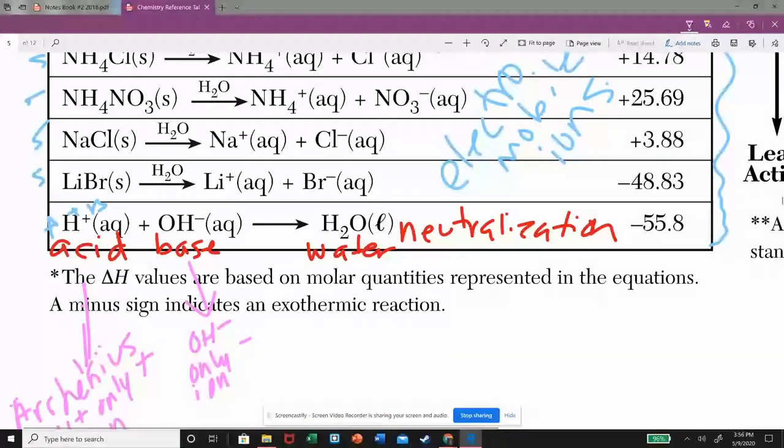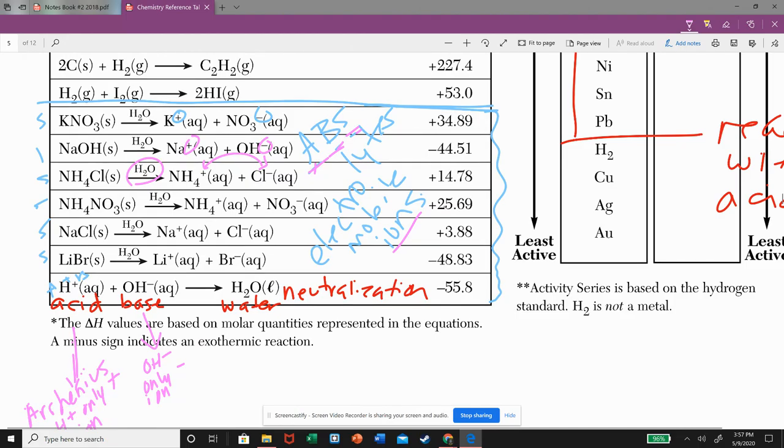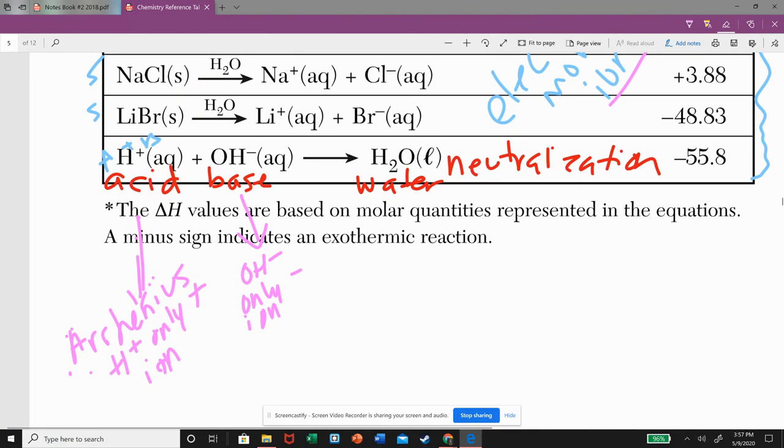And then electrolytes, right? Acids, bases, and salts are electrolytes because they split into their ions in the presence of water. Those ions allow an electric current to flow because they are mobile ions. Remember, salt is an ionic compound. So an acid and a base will neutralize each other and make a neutral solution.